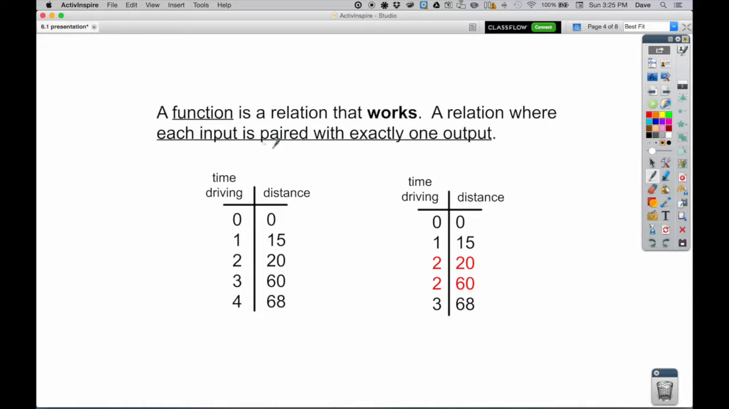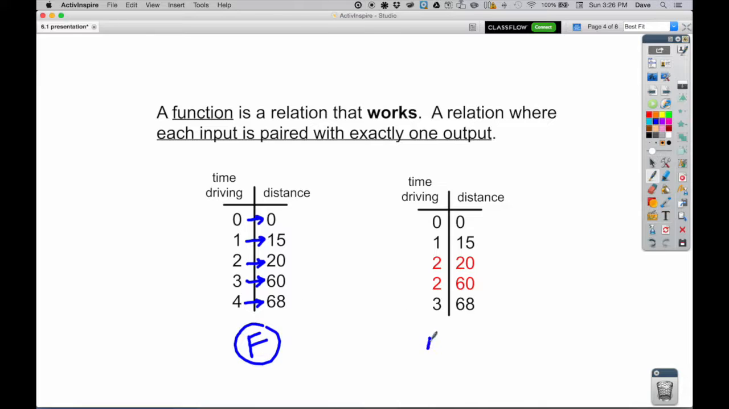All right, so take a look. Let's go with the table that goes with that graph. Here, this would be a function, because as you can see, each input number, 0, is paired with 0, 1 is paired with 15, 2 paired with 20, 3 paired with 60, 4 paired with 68. Each input is paired with exactly one output, so it's considered a function.